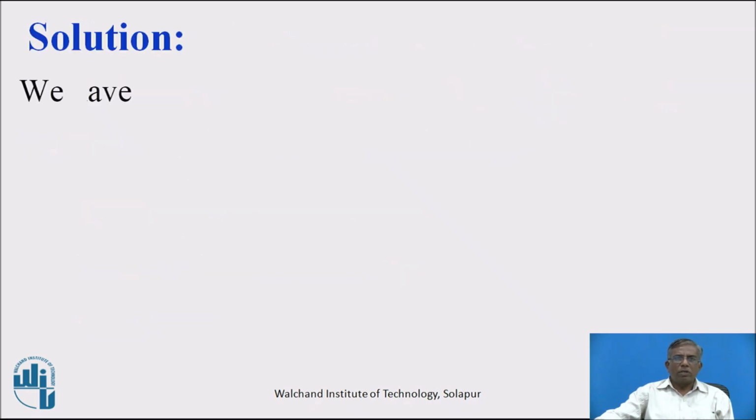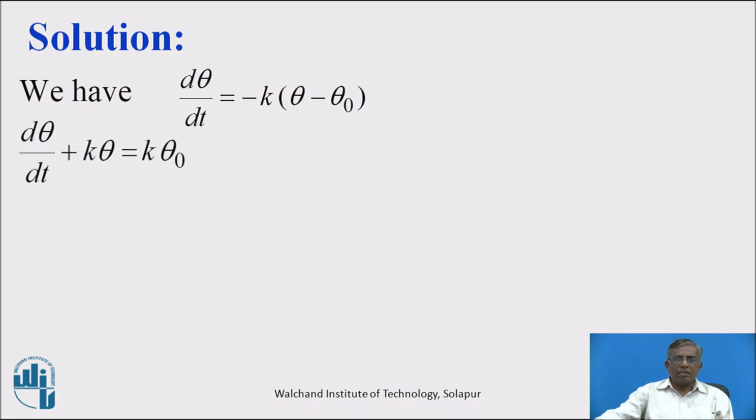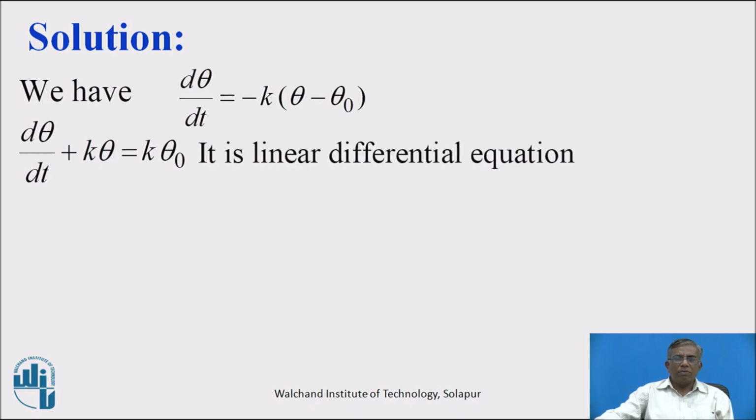Solution. So our Newton's law of cooling differential equation is d theta by dt equal to minus k into (theta minus theta naught). This equation can be written as d theta by dt plus k into theta equal to k into theta naught. This differential equation is a linear differential equation with theta as the dependent variable. Here capital P is k and capital Q is k into theta naught.